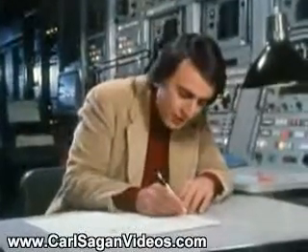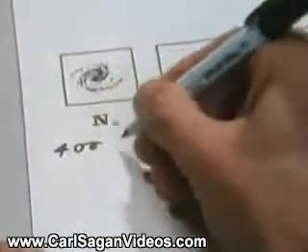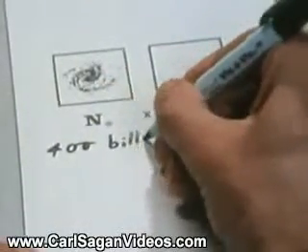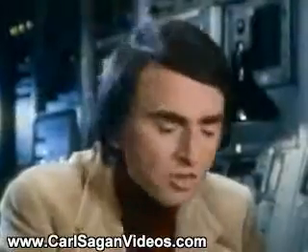By carefully counting the number of stars in small but representative regions of the sky, we find that the total number of stars in the Milky Way is about 400 billion. It's a lot of stars.